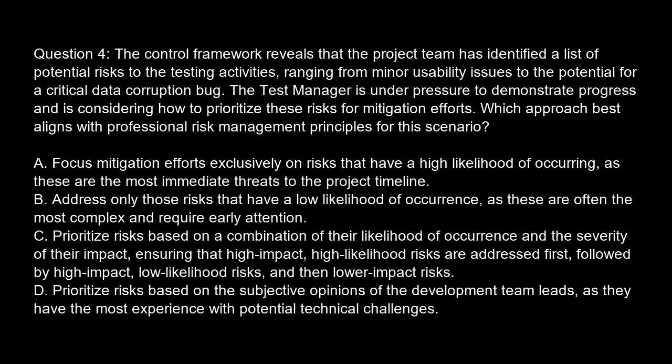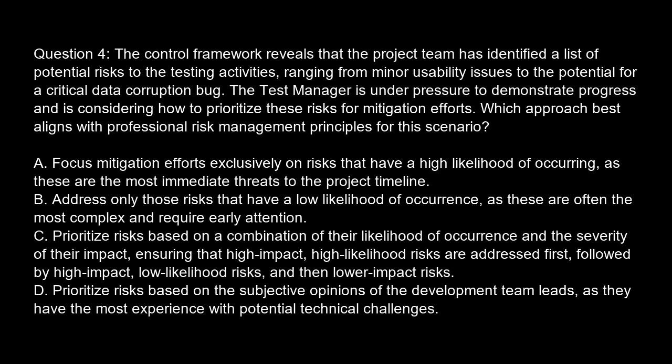Question 4. The control framework reveals that the project team has identified a list of potential risks to the testing activities, ranging from minor usability issues to the potential for a critical data corruption bug. The test manager is under pressure to demonstrate progress and is considering how to prioritize these risks for mitigation efforts. Which approach best aligns with professional risk management principles for this scenario?